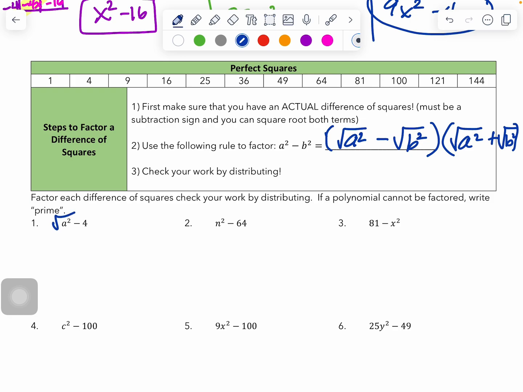All right, what's the square root of a squared? It's a. What's the square root of 4? It's 2. So my answer is a minus 2 times a plus 2.